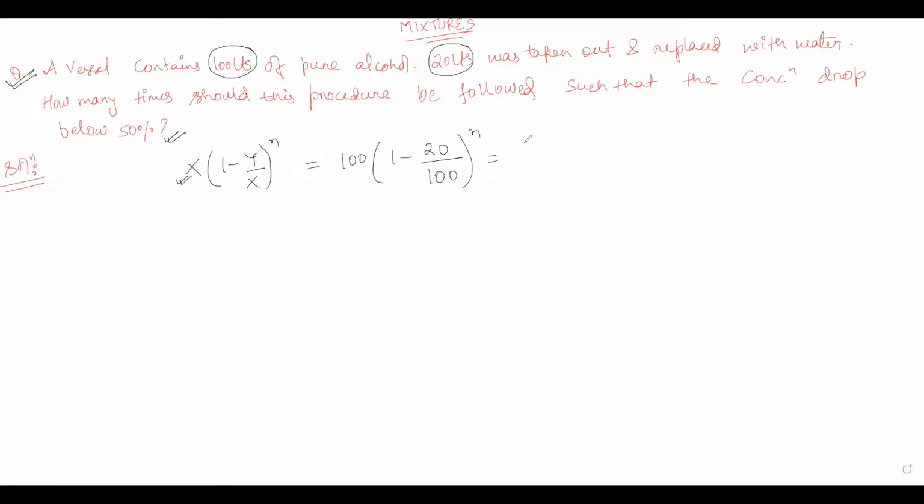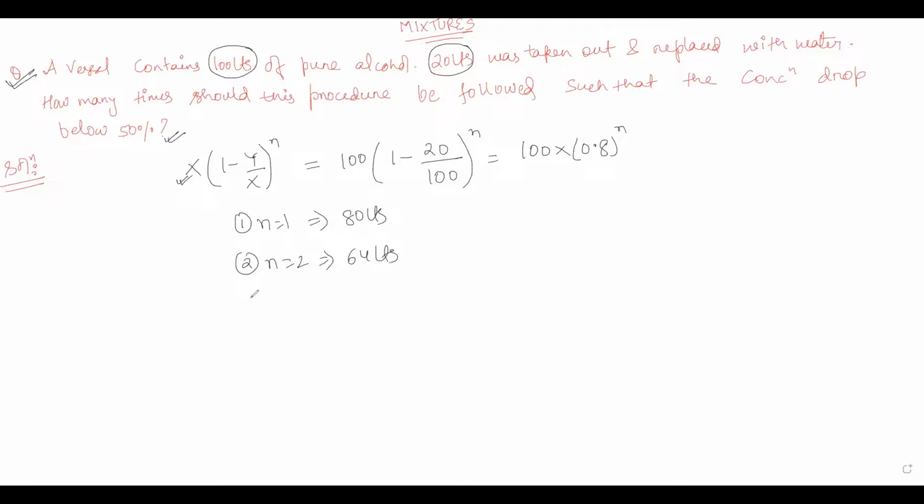So if we simplify this, this would be 100 times of 1 minus 20 upon 100. So that would be 80 upon 100, that is 0.8 times of n. Now, if we choose the value of n to be 1, in that case, the quantity of pure alcohol in the solution would be simply 100 into 0.8, that would be 80 liters.